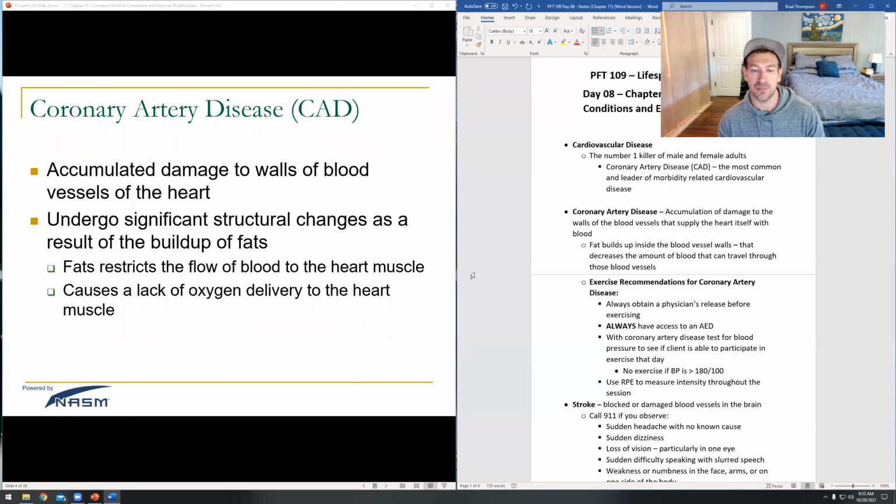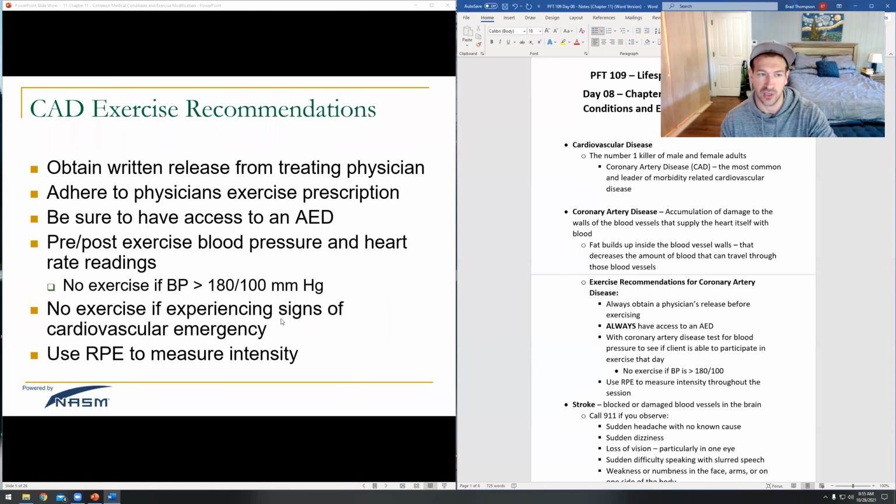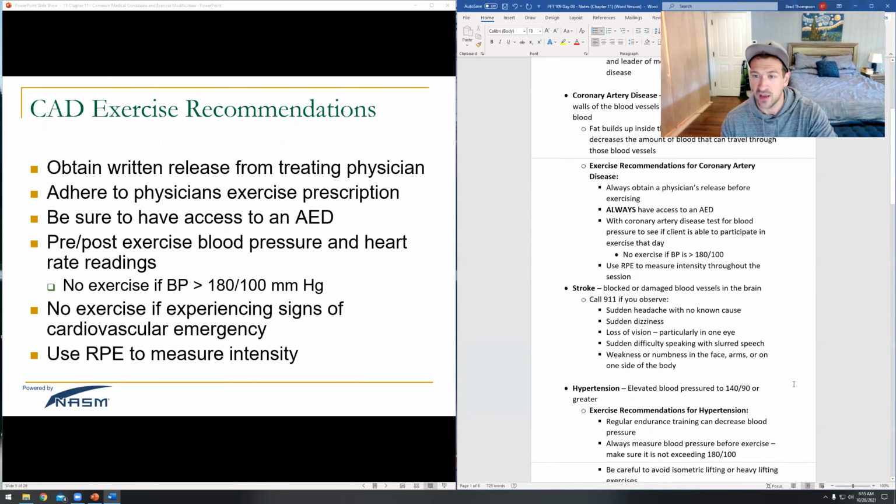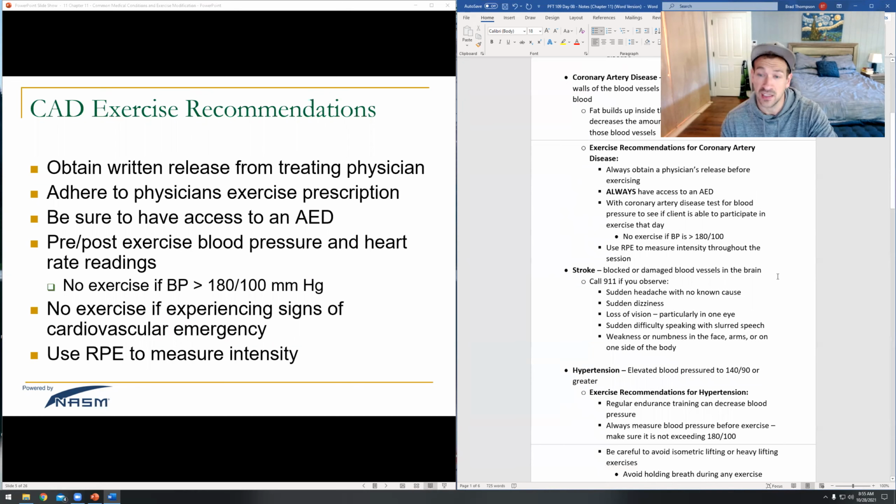Basically, fat builds up on the blood vessel walls, which decreases the amount of blood that can travel through those. And then since there's no blood, there's no oxygen delivery and the cells end up suffocating. So our recommendations, if we have a client who is dealing with coronary artery disease or is at risk for it: first off, always obtain a physician's release before exercising. That way you keep yourself legally safe.